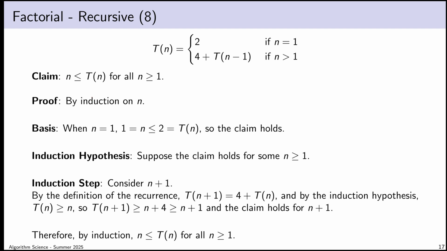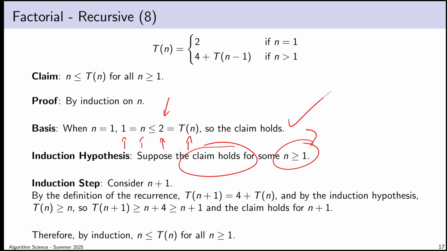All right, so the proof is by induction. When I look at n equals 1, that'll be my base case. I notice that when n equals 1, 1, which is equal to n, is less than 2, which is equal to t of n. So we're good. The claim holds. Okay. Induction hypothesis. Suppose the claim holds for some n greater than or equal to 1. And notice that the hypothesis covers the basis case with the value of n.